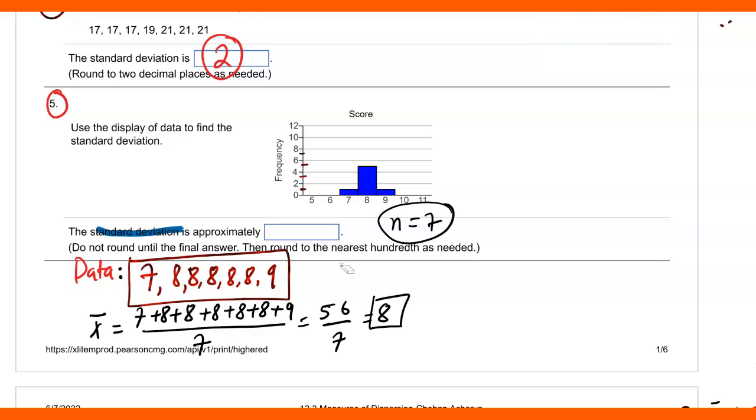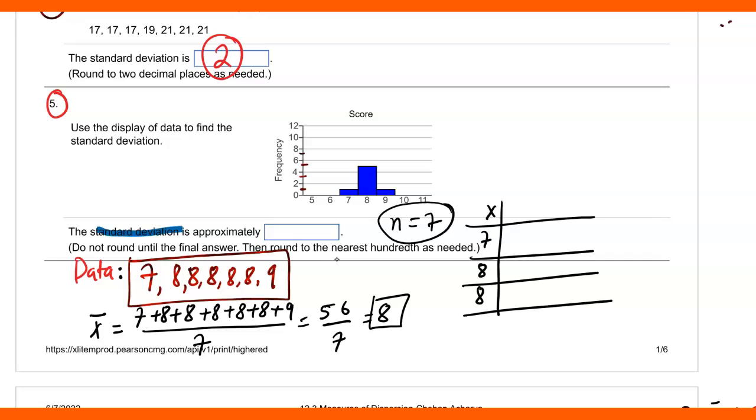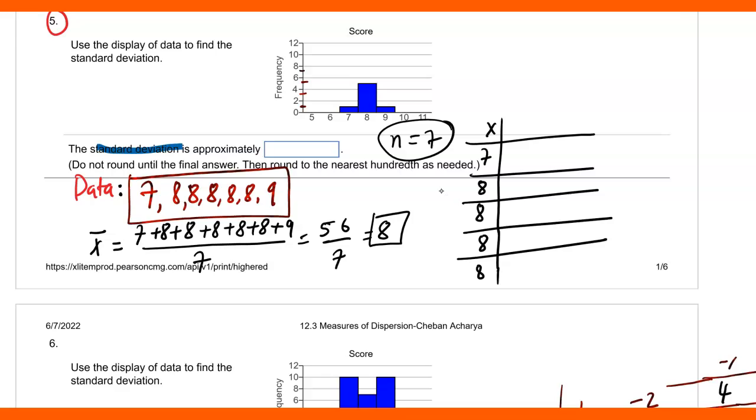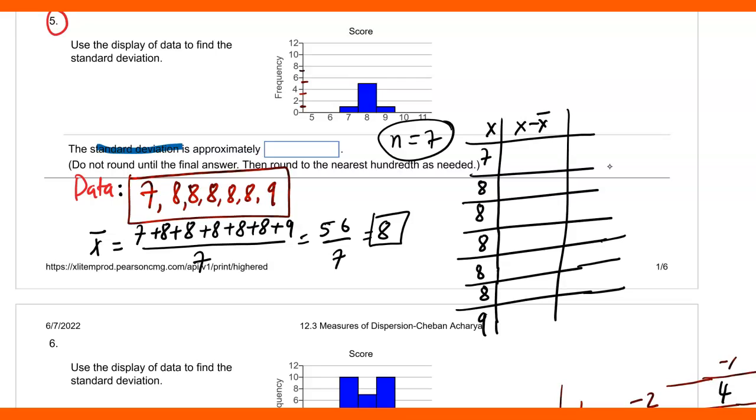Okay, what's the starting point? You have x data here, and let's put the data 7 here, 8 here, 8 here, 8 here, 8 here. Notice here a bunch of 8s. Again, one more 8 and one more 9. All right, let's see. Did I leave anyone? 1, 2, 3, 4, 5, 6, 7. Okay, good. Now this is the x minus x bar. Let's do the data minus the mean.